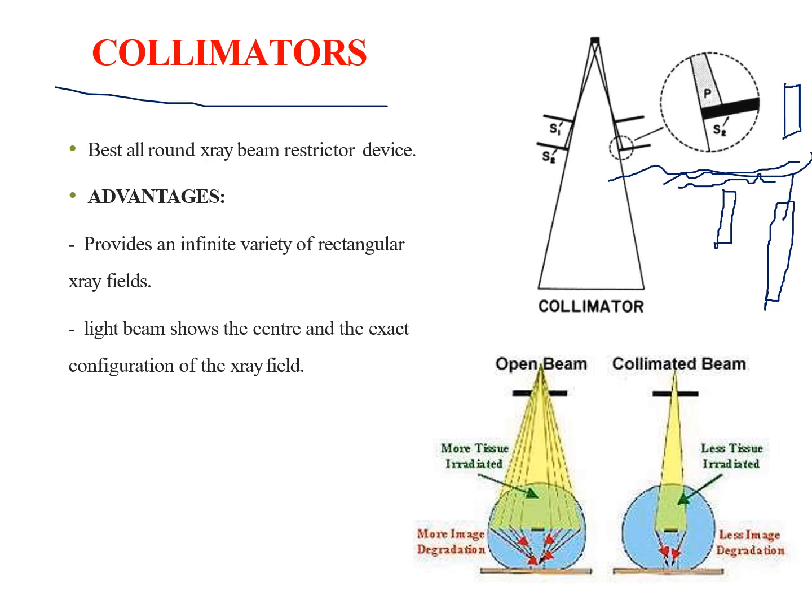Suppose you are placing them close together, this will allow only this area. See, only this area of the X-ray beam will be allowed. All the other area will be absorbed by your lead sheets. So this is the main advantage of maintaining collimators.